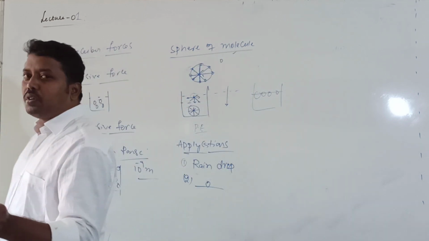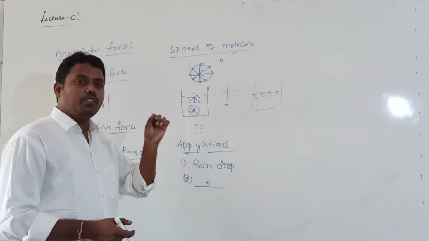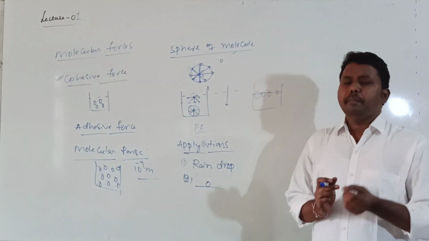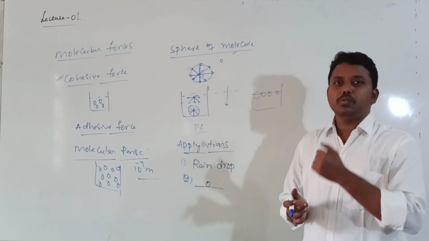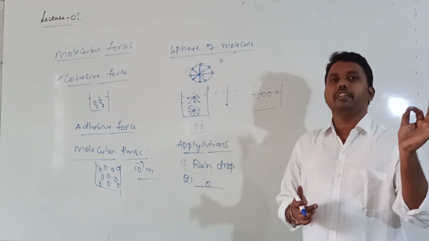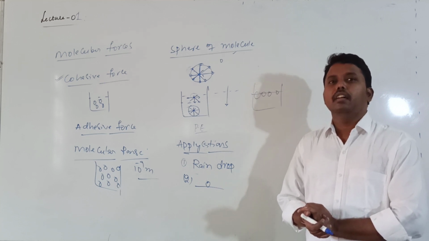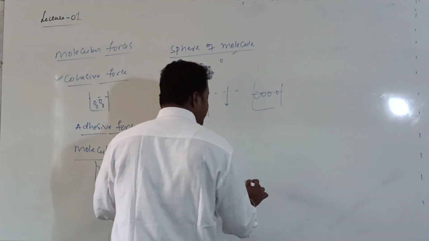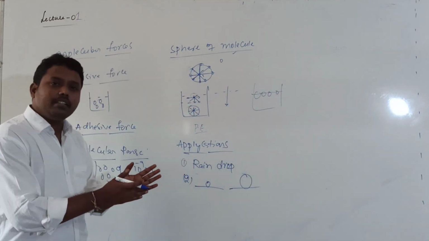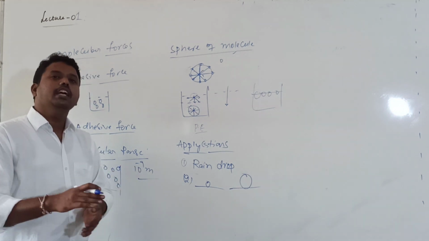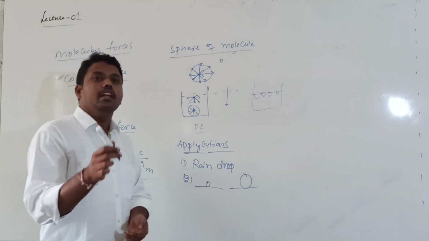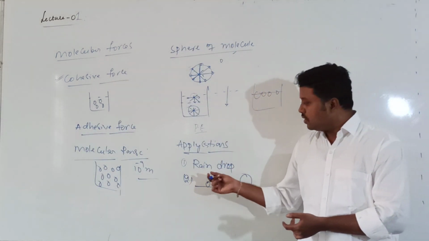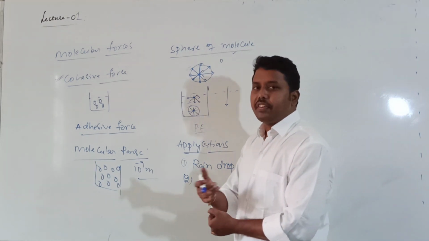Why is it spherical only? Here the force due to surface tension predominates over the gravitational force. Because the size is very small, the gravitational force is very small compared with the force due to surface tension, so it remains in the spherical shape. If I consider a bigger mercury drop, it cannot remain spherical. It will spread over, because then the gravitational force will predominate over the force due to surface tension. So this is one more example of surface tension.